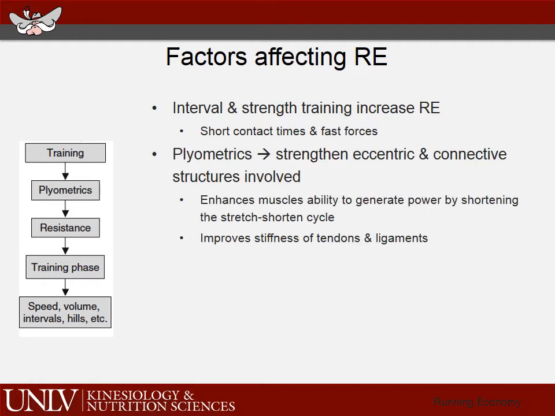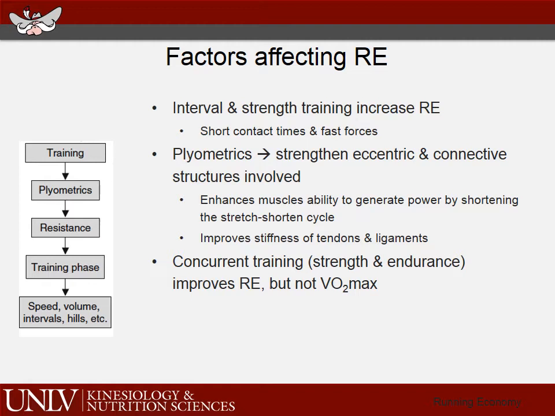Plyometrics, and this is through that stretch shortening cycle. So it strengthens eccentric and connective structures involved. So go back to that stiffness concept. This creates a stiffer model of the tendons and ligaments, with which you can utilize that turnover from eccentric and connective tissue structures to produce and generate more power in the stretch shortening cycle.